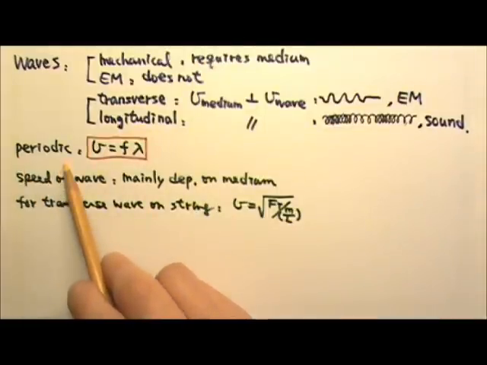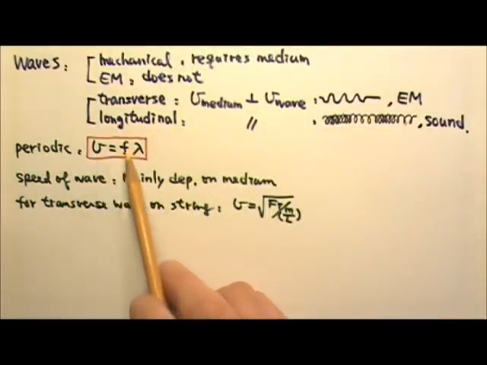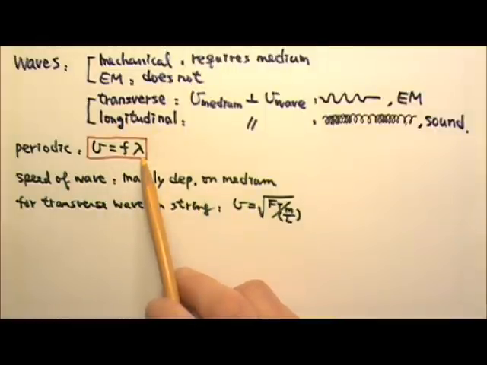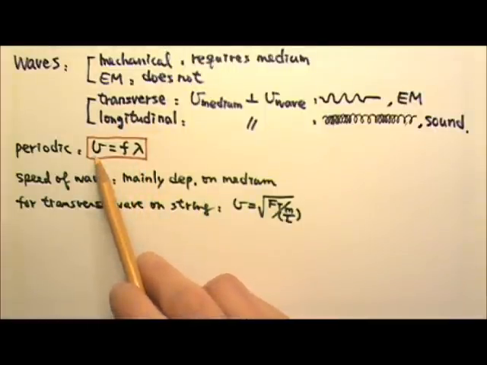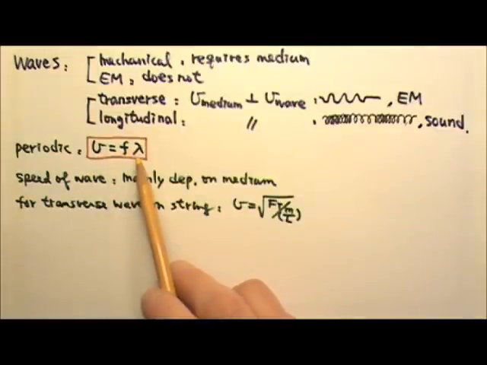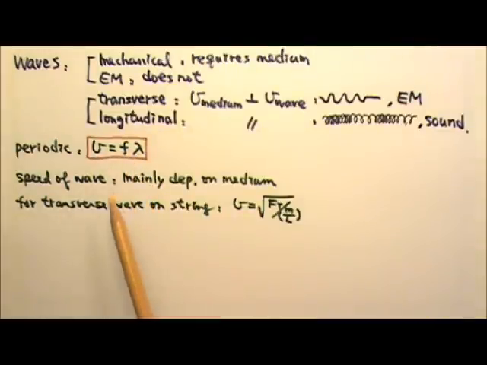If we have a periodic wave, this is the most important equation for the waves in sound unit. That is, the speed of a wave equals the frequency times the wavelength. And the speed of a wave mainly depends on the medium.